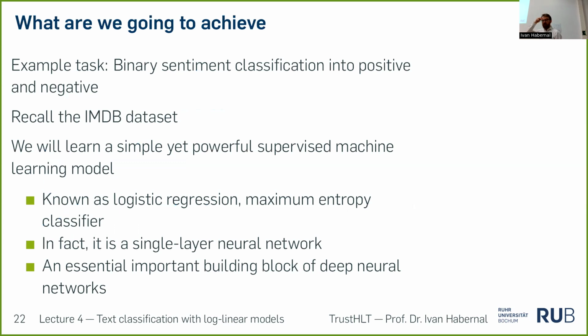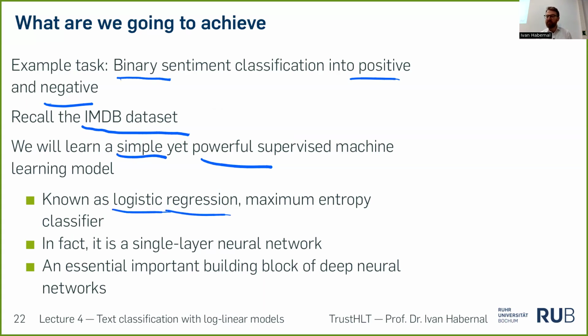Text classification. So we want to solve a task, and the task is very simple. If you remember lecture 1, the IMDb dataset, so the Internet Movie Database dataset, review positive or negative. So basically 25,000 positive examples, 25,000 negative examples, and these are some reviews. And the standard task is binary sentiment classification to positive and negative. So we should learn a simple yet powerful supervised machine learning model, which is known as logistic regression or maximum entropy classifier. And in a way, it's a single layer neural network. So there's no hidden layer, but you can treat it as a neural network because you can call these things neurons, if you will.